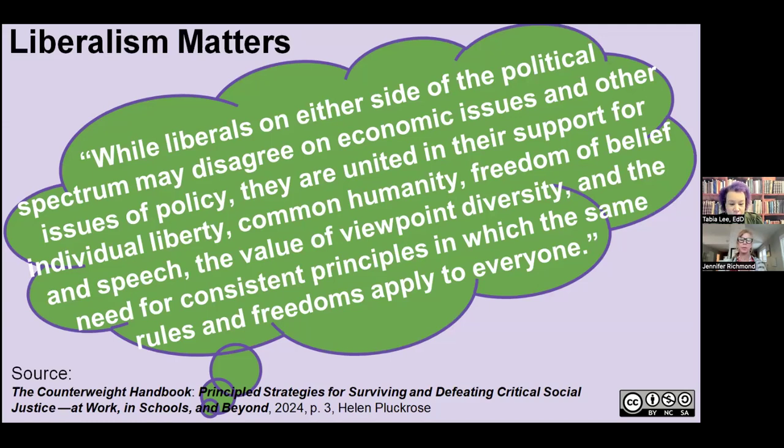And I love this quote. Again, this is from Helen Pluckrose's latest. It says, while liberals on either side of the political spectrum may disagree on economic issues and other issues of policy, they are united in their support for individual liberty, common humanity, freedom of belief and speech, the value of viewpoint diversity, and the need for consistent principles in which the same rules and freedoms apply to everyone.